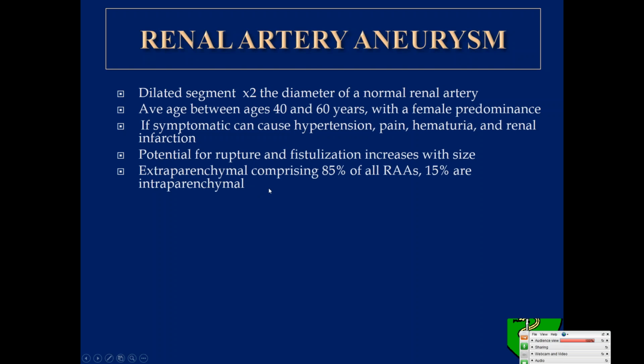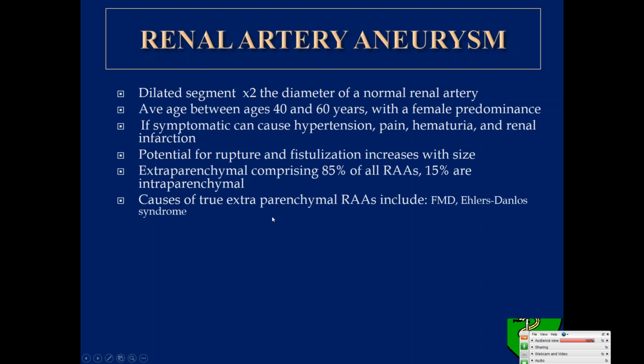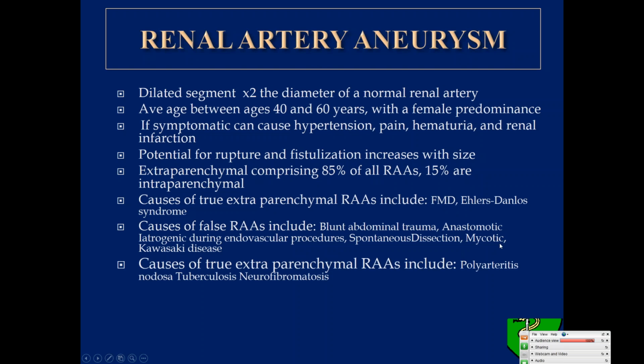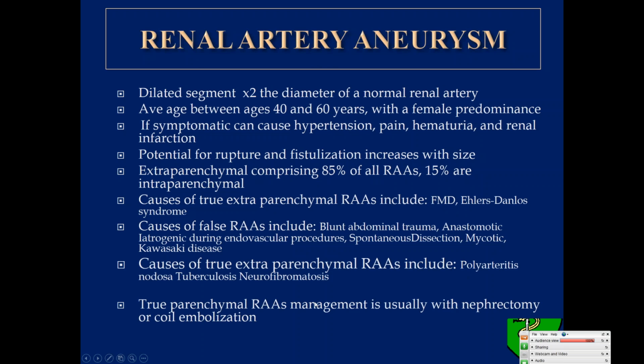Most of them are extraparenchymal, and some of them are intraparenchymal, and there are different causes of it, depending on whether it's related to trauma, congenital abnormalities, or infection. But true parenchymal renal artery aneurysms usually are managed with nephrectomies or coil embolization.